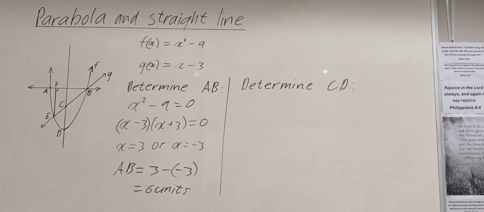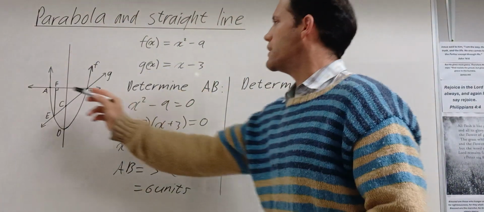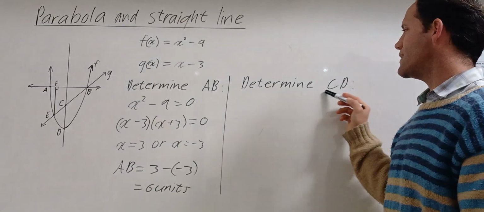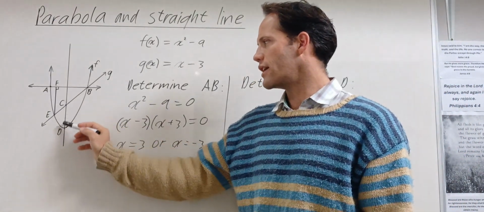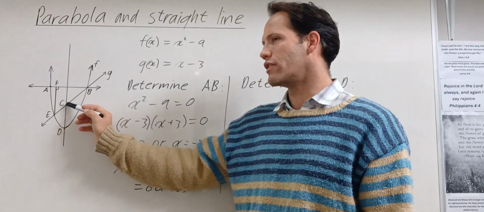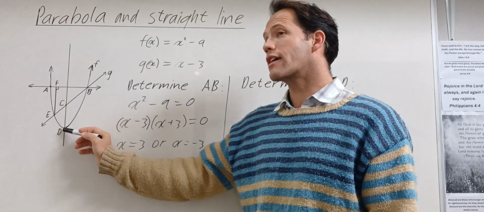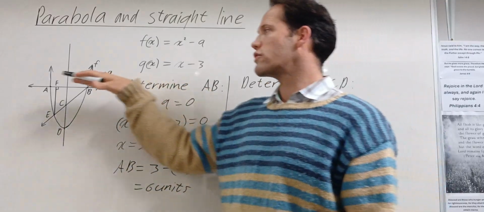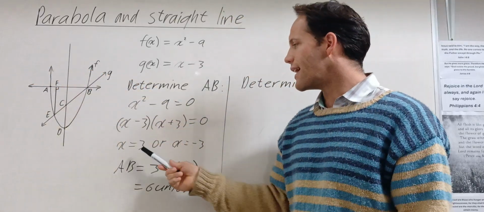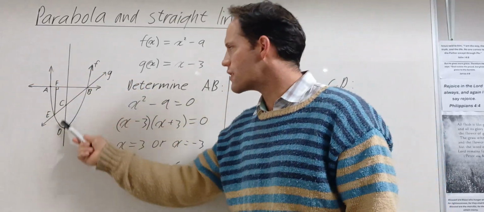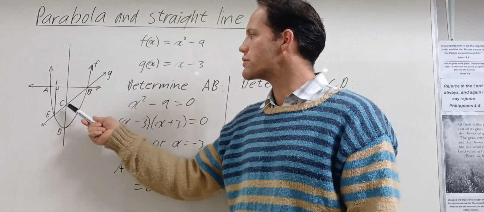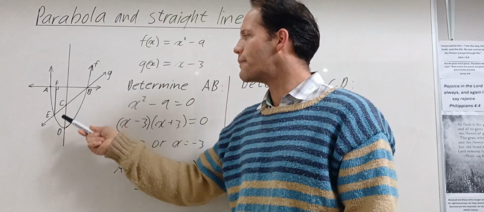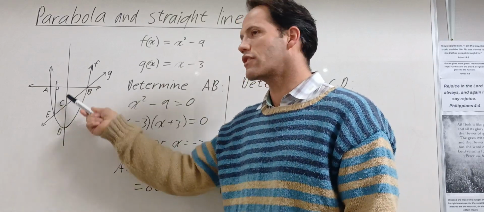Right, so now CD. After we got AB, next question: determine CD. So we want the distance from there to there. Okay, so what we need is the y value there and the y value there. Okay, so remember, for a horizontal distance, you need the x values. For a vertical distance, you need the y values. Okay? Because it's the y value there up to the y value there that gives you the vertical distance.